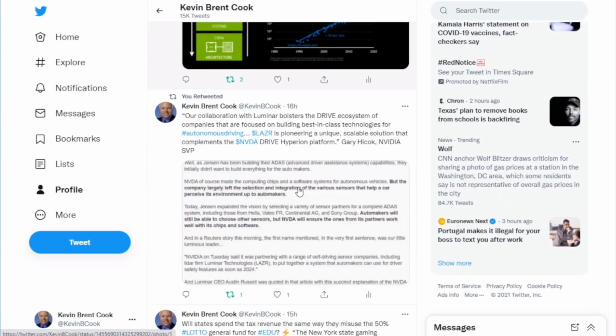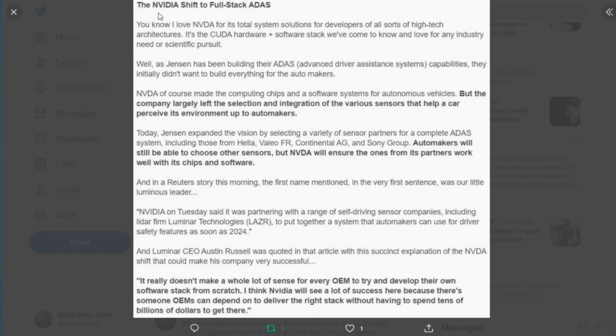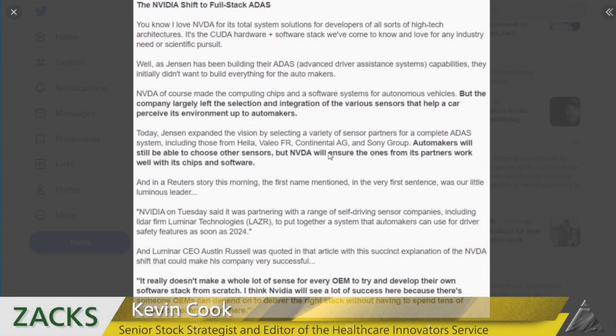So let me show you back to my Twitter feed here. I posted a lot of stuff. Here's one thing. If you click on this, explaining how NVIDIA is shifting back to the full stack and they want to bring in all these partners, and there's several of them. There's Hella, Valeo, Continental AG, and Sony Group. Looks like 2 or 3 of those are European.